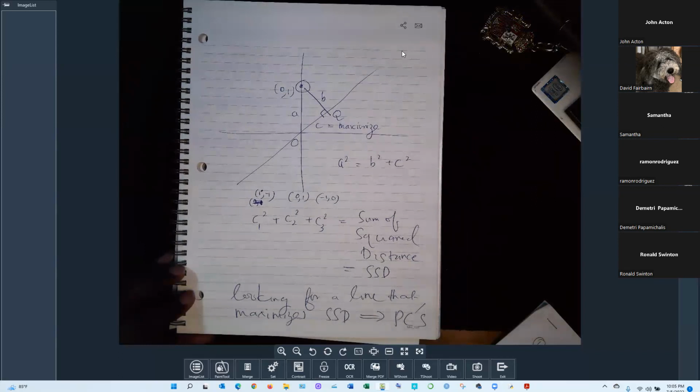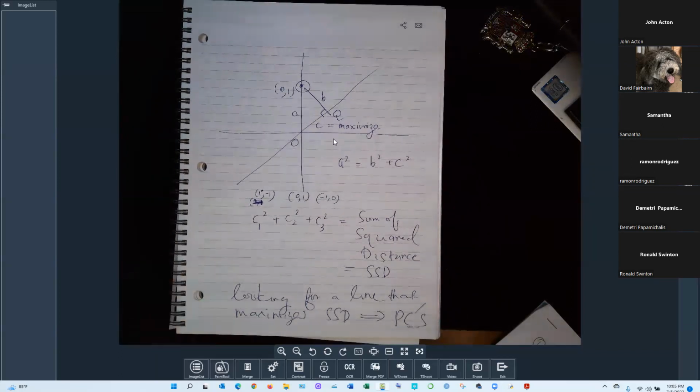See, I say this is the line in which I can get the maximum distance from the origin to the point of projection. This has been maximized, this is being minimized, and through the Pythagoras theorem, a squared equals b squared plus c squared, I'm going to get this distance. I'm going to square that up. That's what we call the sum of square distance, which is called SSD.